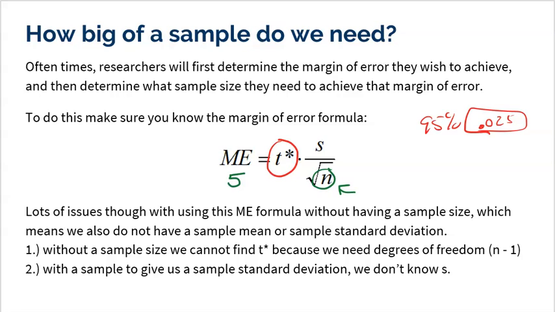But I can't find degrees of freedom, because degrees of freedom is your sample size minus 1, and I don't even know my sample size yet. Remember, I'm solving for my sample size. So I actually can't use T star, and we'll talk about how we could adjust for that in a minute.